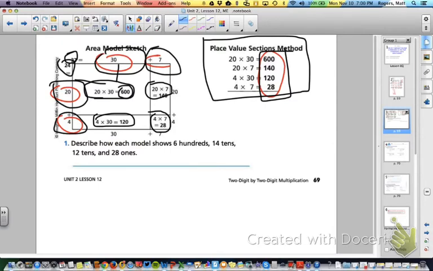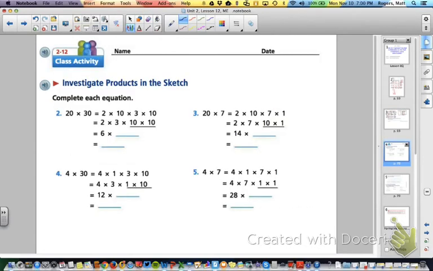For these three methods, you still should draw a rectangle, whether it's an exact one, such as the math board or the area model sketch, but you should have an area model associated with these three types of multiplication. Number one, describe how each model shows 600, 140, 120, and 28. They are three different ways to show the same partial products. Every single time I always had 6 hundreds, 14 tens, 12 tens, and 28 ones. That was pretty much as far as we got.